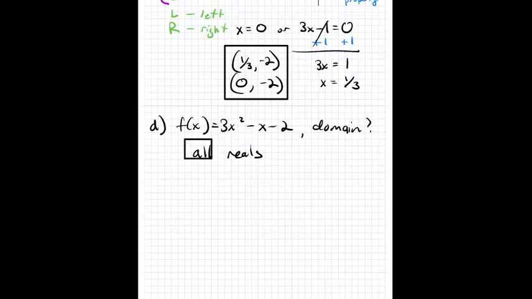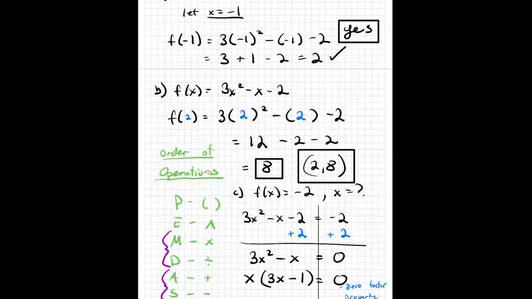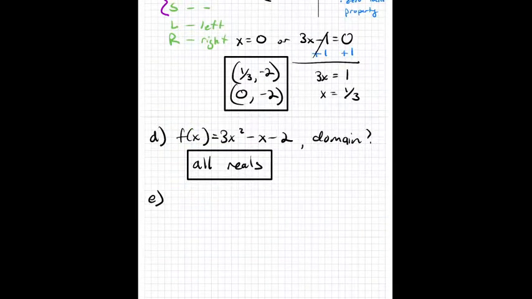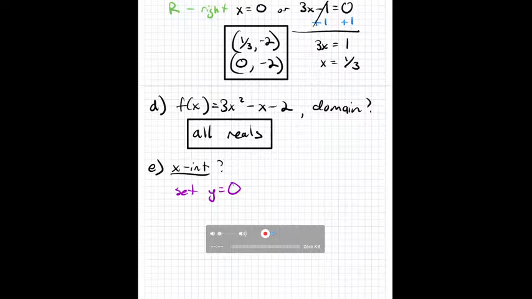Okay, let's look at E. So D was the domain, and then E, x-intercepts, and F are the y-intercepts. Okay, so to find the x-intercepts, what we do is set y equal to 0. All right, let me check the chat. Chat looks okay. Cool beans. All right, we set y equal to 0.